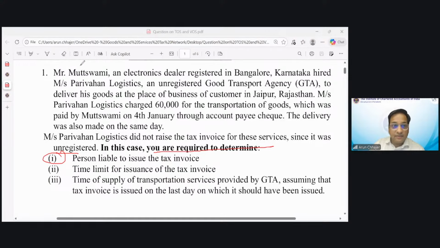The answer is... Time limit for issuance of tax invoice. Time limit to issue the tax invoice. Mahalakshmi, you are saying GTA. Wait. Yes, ma'am, I have covered. First, I covered time of supply, then I covered value of supply. Then, because of the time there, I have covered one more additional question for this time of supply. Coming back to the time of supply.